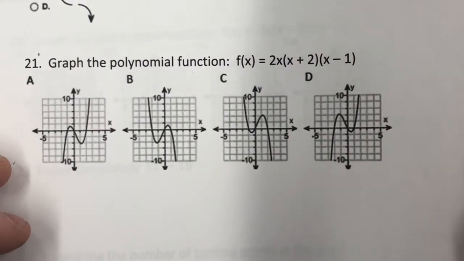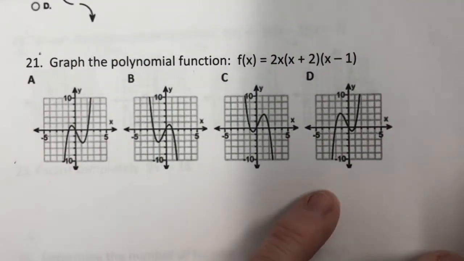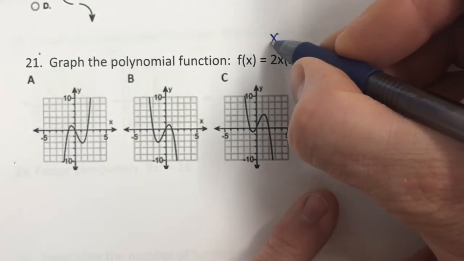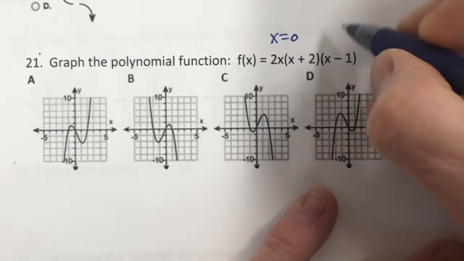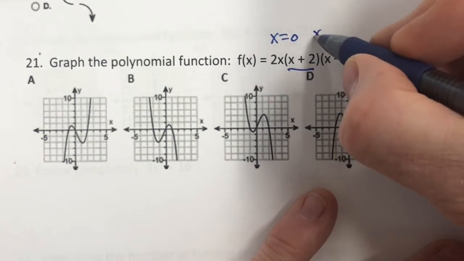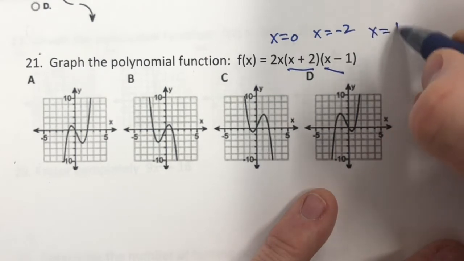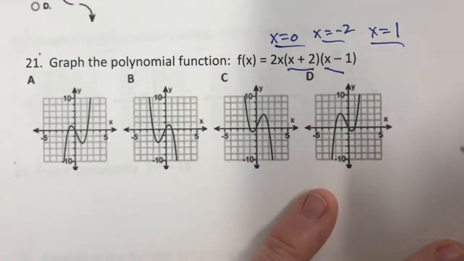21 here. Graph this polynomial. All right, so look here. Here's my factors. Well, look here. That's 2 times x, which means x equals 0 is my zero. Right here, x plus 2 means x equals negative 2 is my zero. Right here, x equals positive 1. There's my 3 zeros right there.